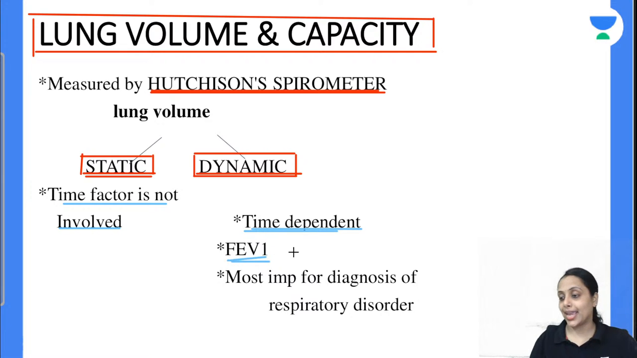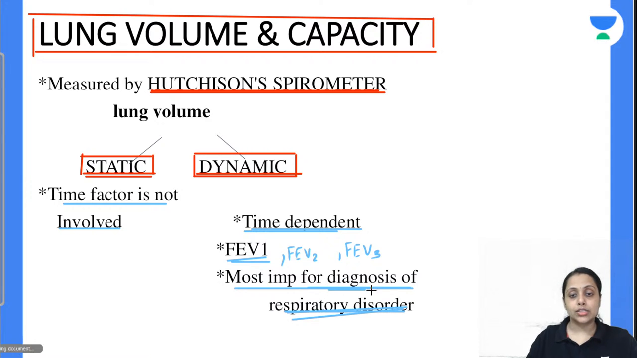इसमें हमारा आ जाएगा FEV1, फोर्स एक्सपायरेटरी वॉल्यूम इन 1 सेकेंड, फोर्स एक्सपायरेटरी वॉल्यूम इन 2 सेकेंड, फोर्स एक्सपायरेटरी वॉल्यूम इन 3 सेकेंड. दिस डायनामिक लंग वॉल्यूम इज इम्पॉर्टेंट फ्रॉम द एग्जाम पॉइंट ऑफ व्यू, बिकॉज इट इज इम्पॉर्टेंट फॉर द डायग्नोसिस ऑफ रेस्पायरेटरी डिसऑर्डर. सो इसी से हम क्लासीफाई करते हैं कि किस टाइप का रेस्पायरेटरी डिसऑर्डर है. ठीक है, अब इसी को डिटेल में देखेंगे.